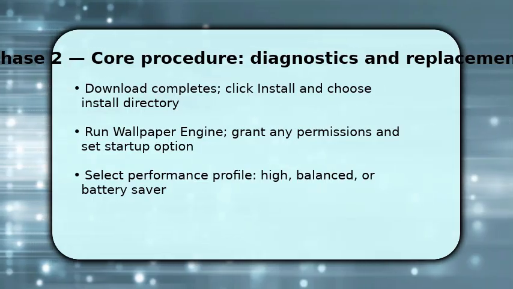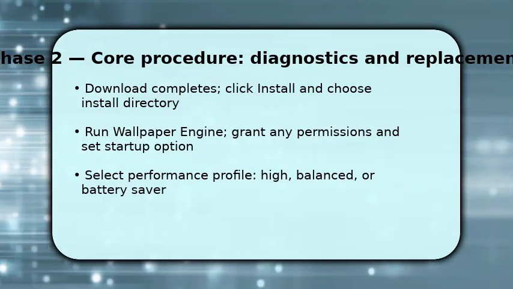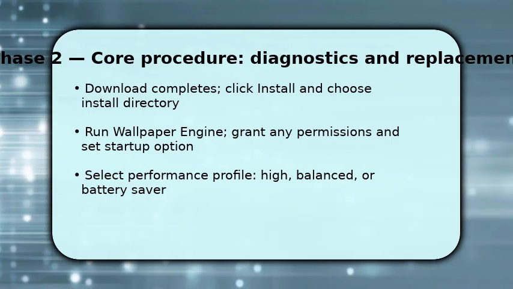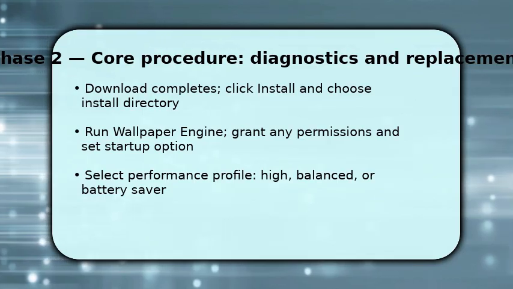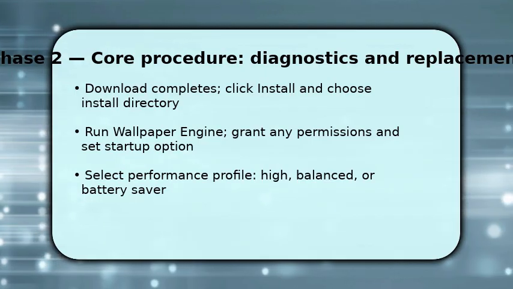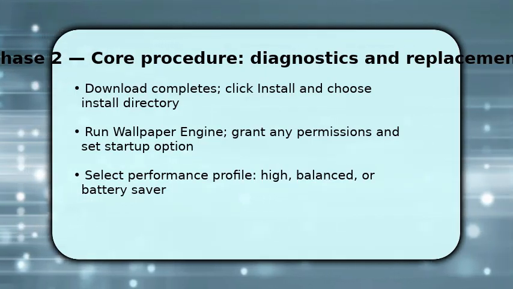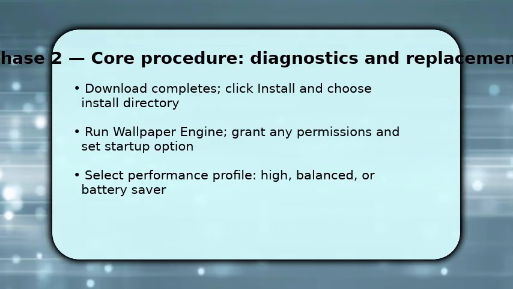When prompted, allow any system permissions so wallpapers can control display output. Next, choose whether Wallpaper Engine launches at startup. Enable it if you want persistent wallpapers. Then select a performance profile: High for visuals, balanced for everyday use, or battery saver for laptops. These choices affect CPU and GPU usage.